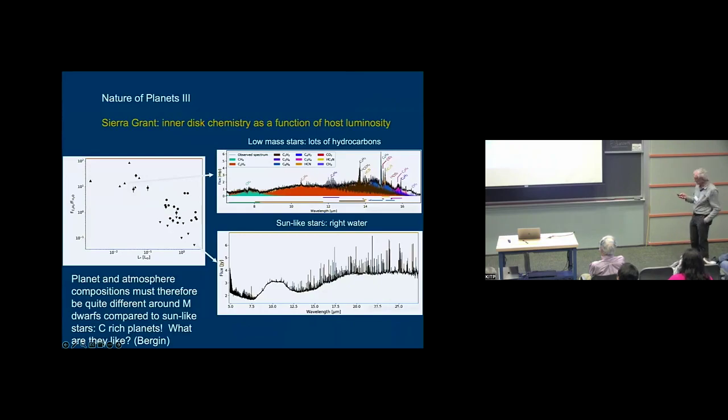On the nature of planets, Sierra Grant made this interesting point that if you look at low versus higher mass stars, you see a complete difference in the chemistry. Hydrocarbons, very reduced chemistry, in the low mass stars, and very oxygenated, bright water in the solar mass systems. Therefore, these low mass star planetary systems may have carbon-rich Earths. What's that like? There is some work by Ted Bergin being done on this, but I think that's a fundamental new concept. We really need to explore this.